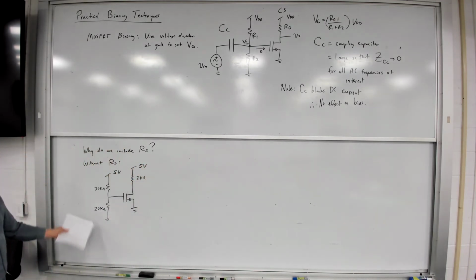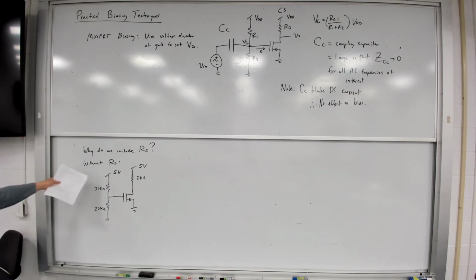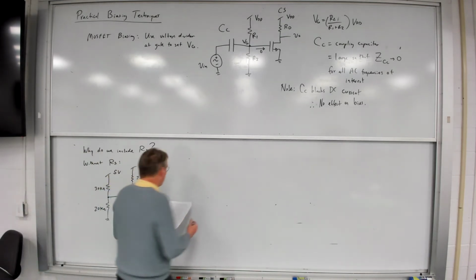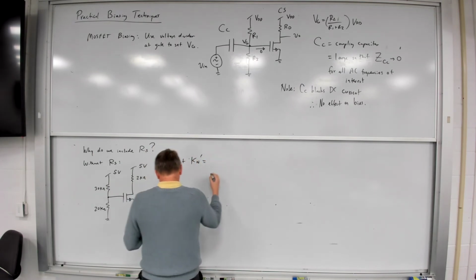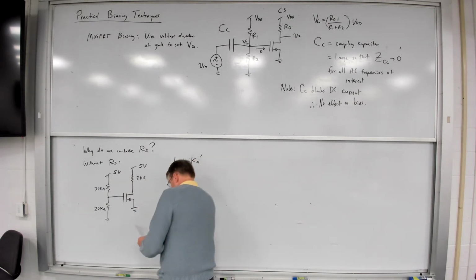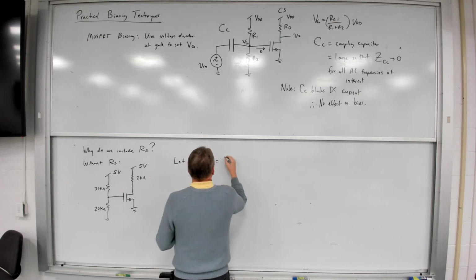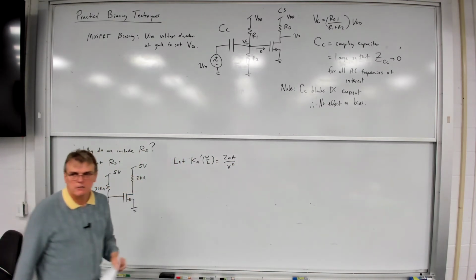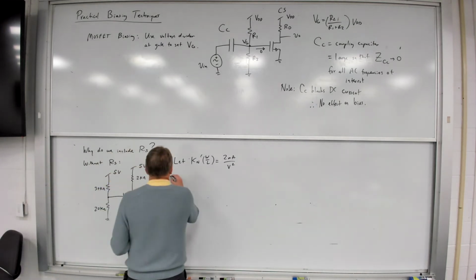So I'm going to plug in some values for the resistors. I'm going to assume I have a 5-volt power supply. And in this case, I'll assume that K prime N, I should say K prime N W over L, I'll just combine those together. Let's assume K prime N times W over L bundled together is equal to 2 milliamps per volt squared. So that's the full transconductance parameter, including the W over L.